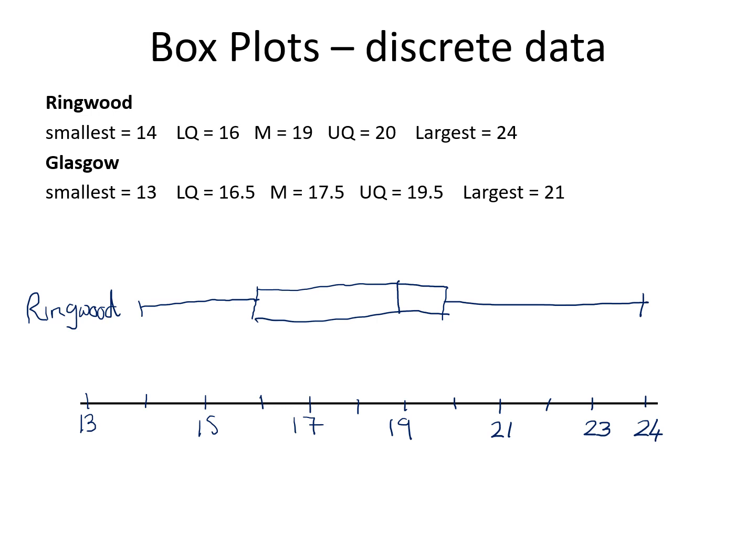Right, let's do Glasgow then. Glasgow, the box goes from the lower quartile, which is 16.5, to the upper quartile, which is 19.5. That makes my box there. Median at 17.5, like that. Whisker, smallest value 13, biggest value 21. Okay, and I'm just going to write the fact that that's Glasgow.